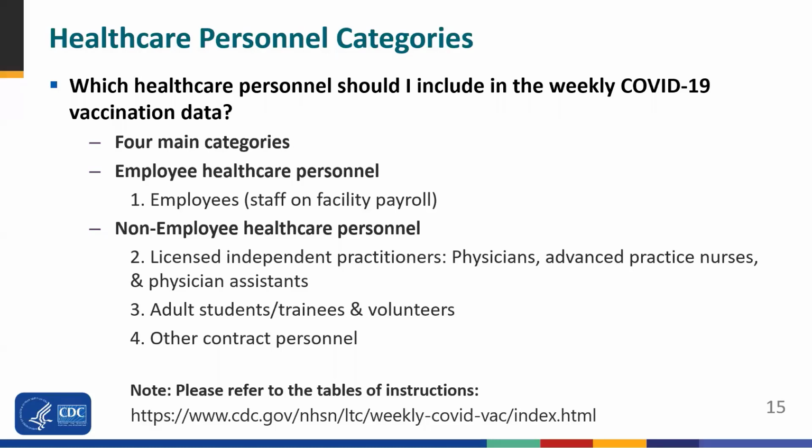There are 4 main categories of personnel that facilities are required to report on. Employees are defined as all persons receiving a direct paycheck from the facility. The second category consists of non-employee licensed independent practitioners, specifically physicians, advanced practice nurses, and physician assistants. The third category consists of students, trainees, and volunteers aged 18 and over. The remaining category is other contract personnel. Please note that facilities should refer to the tables of instructions for complete definitions of these categories before reporting data. You can use a link on the slide to access the instructions.